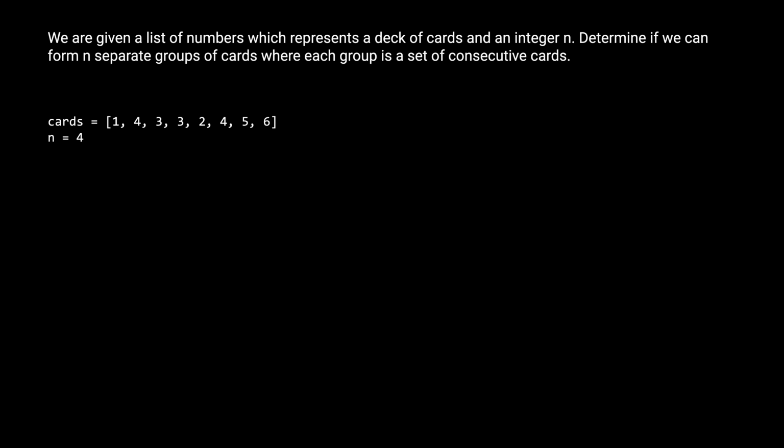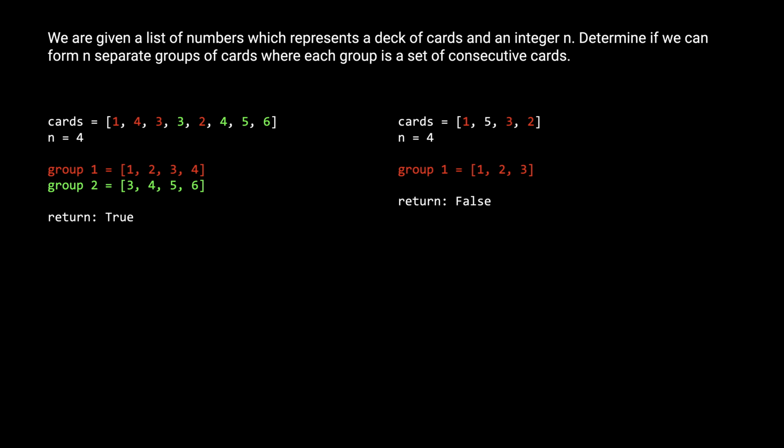So for example, if we are given this list for our cards and n is 4, we would return true because we can arrange the cards into 2 groups. Group 1 would have the consecutive numbers 1, 2, 3, 4, and Group 2 would have the numbers 3, 4, 5, and 6.